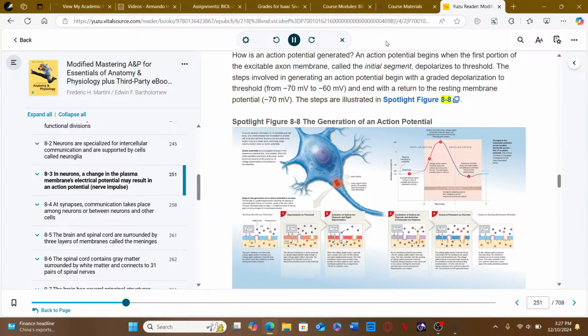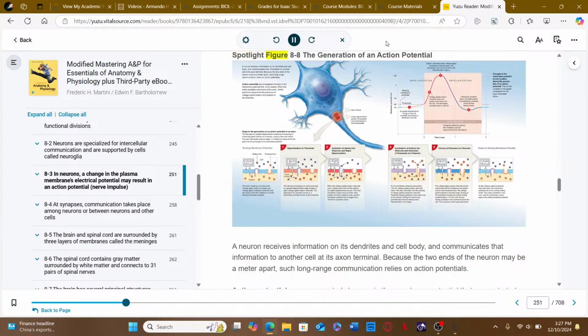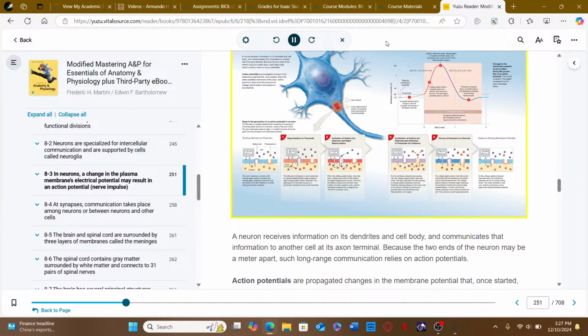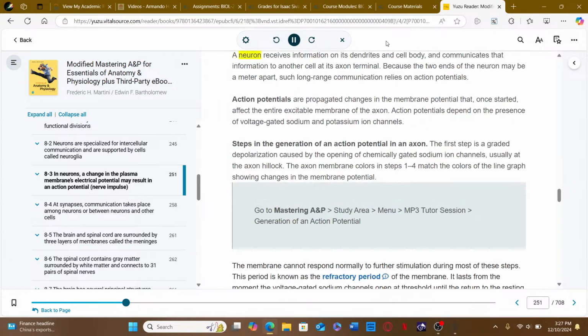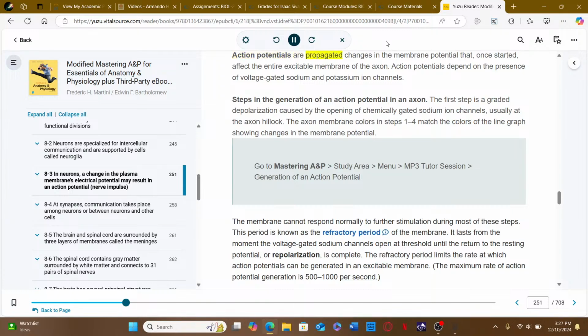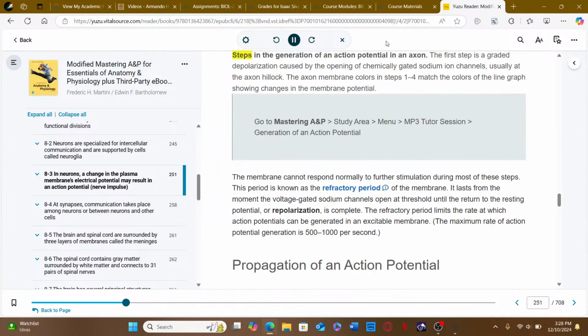The steps are illustrated in Spotlight Figure 8-8. Spotlight Figure 8-8: the generation of an action potential. The steps involved in generating an action potential. A neuron receives information on its dendrites and cell body, and communicates that information to another cell at its axon terminal. Because the two ends of the neuron may be a meter apart, such long-range communication relies on action potentials. Action potentials are propagated changes in the membrane potential that, once started, affect the entire excitable membrane of the axon. Action potentials depend on the presence of voltage-gated sodium and potassium ion channels.